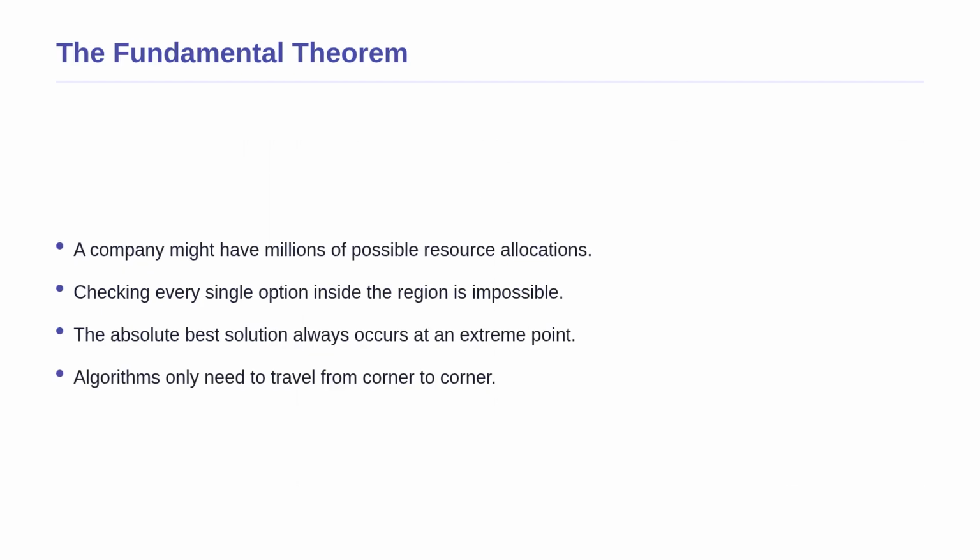This beautiful geometric shape leads us to a crucial question. Why do hyperplanes and extreme points matter so much in the real world? In business optimization, a company might have millions of possible ways to allocate its resources. However, a fundamental mathematical theorem proves that the absolute best solution, the one that maximizes profit or minimizes cost, will always occur at one of the extreme points. Instead of searching blindly through infinite possibilities, a computer algorithm only needs to check these sharp corners. This brilliant geometric shortcut saves immense computing power and time.